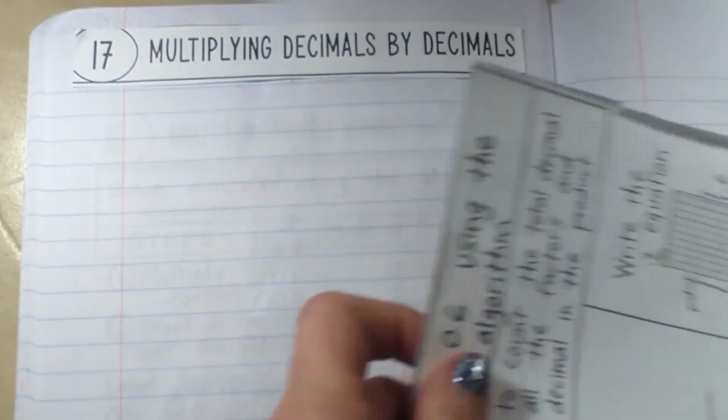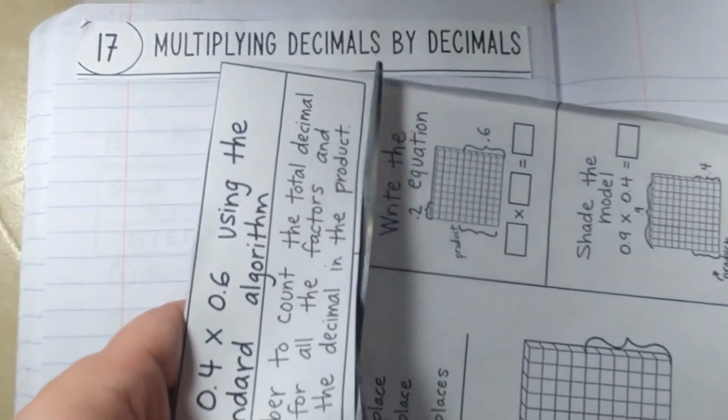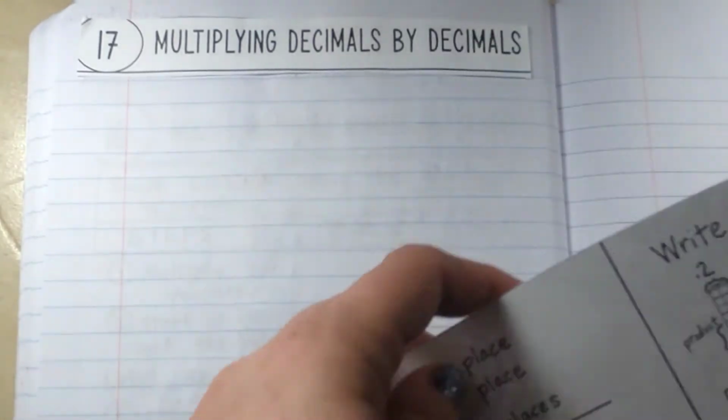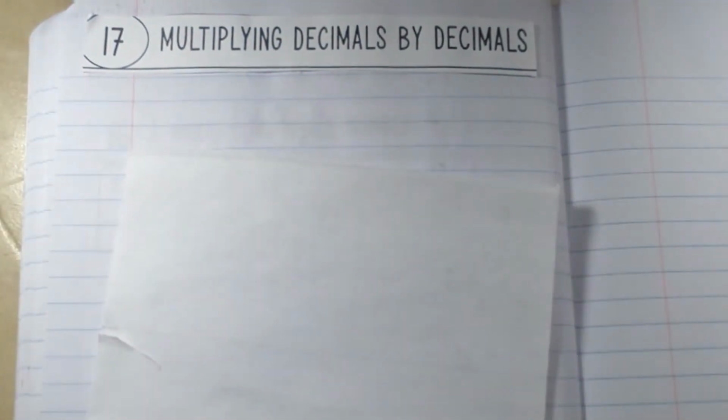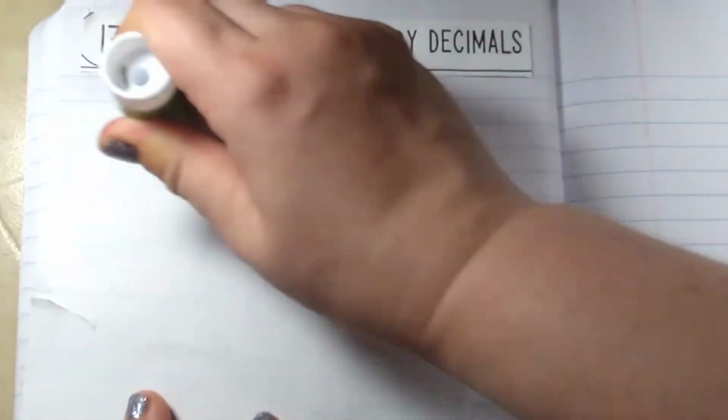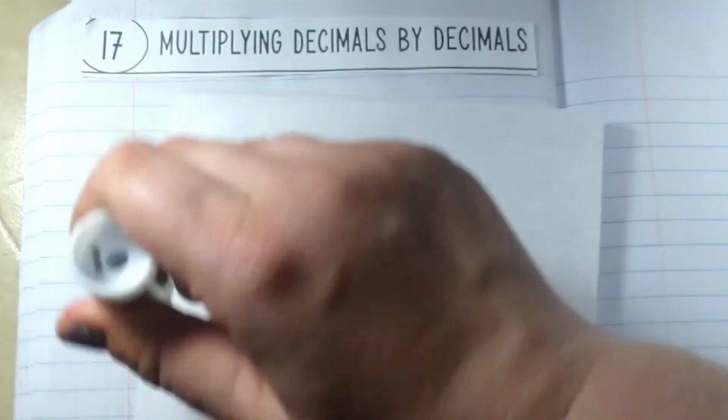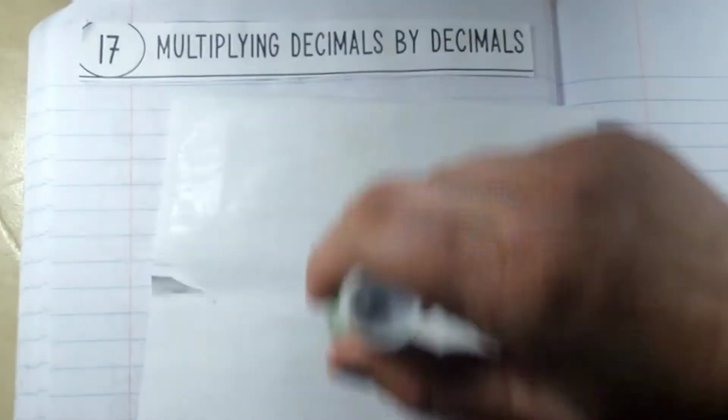So we're going to actually cut this just like that. And today we're going to be using models, just like we did before. And then I'm going to show you tomorrow how to do the standard algorithm.